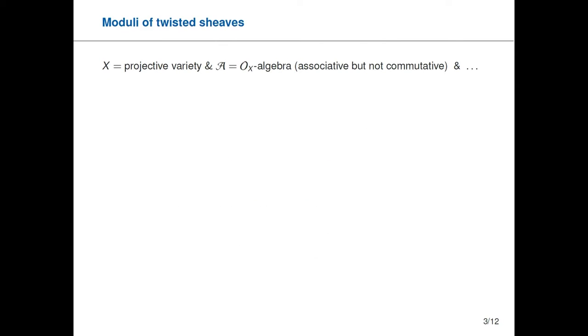Okay. So now Simpson actually not only constructed moduli spaces of sheaves, stable sheaves, semi-stable sheaves, he actually looked at moduli spaces of sheaves on what we nowadays would maybe call non-commutative varieties. So he endowed a projective variety with a sheaf of O_X-algebras. So these algebras are still associative but not commutative. And then he had a couple of technical conditions, which I didn't put down.